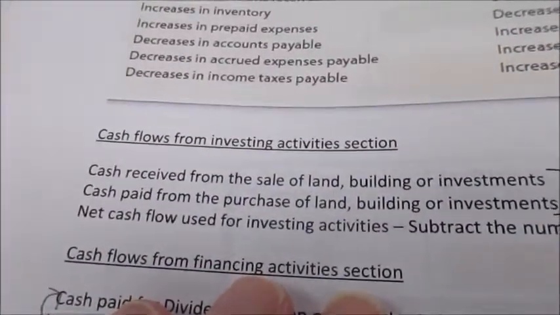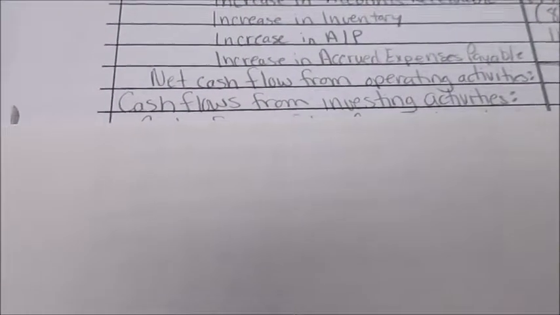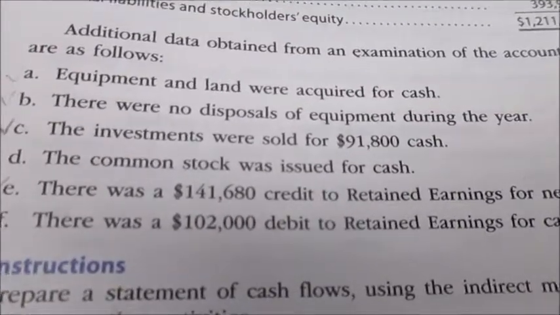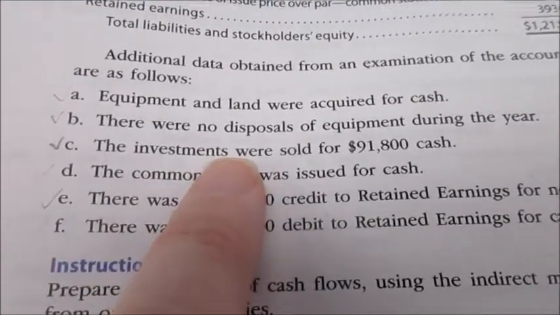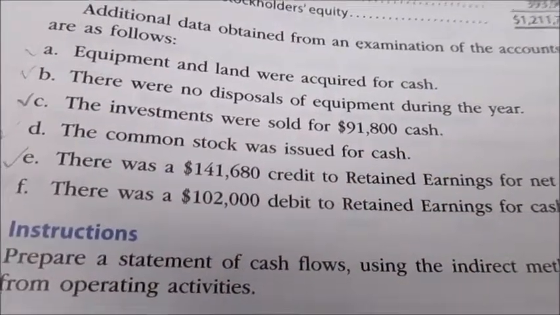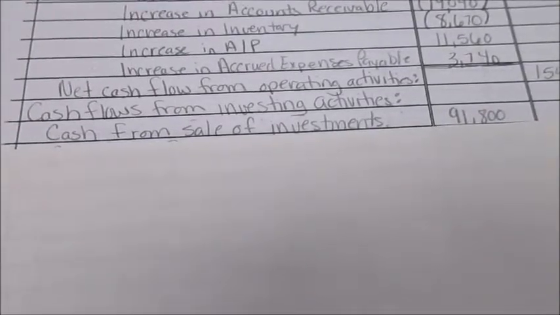Okay, the next section is called the cash flows from investing section. So our heading, cash flows from investing activities with a colon. The first thing we're looking for is cash received from the sale of land, building, or investments. If we look at our information at the bottom, it says that investments were sold for $91,800 cash. So we've received that cash, and we need to account for that. We're going to list cash from the sale of investments, $91,800.